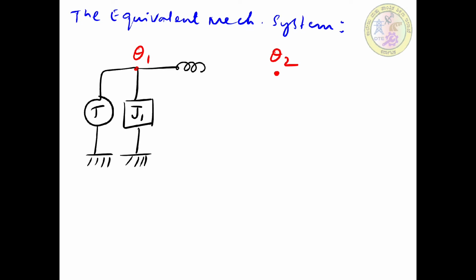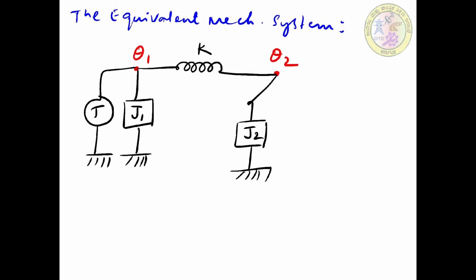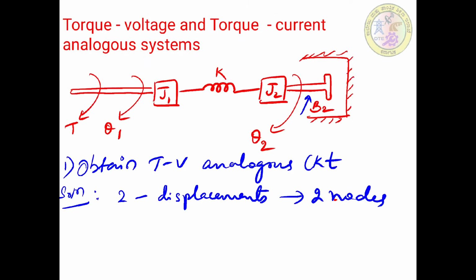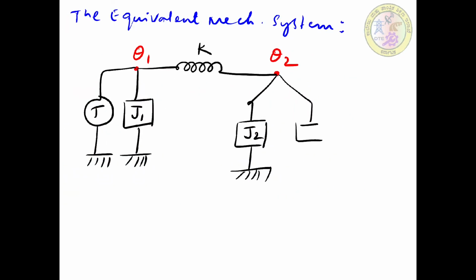Between theta 1 and theta 2, we have the spring K, and at theta 2 you can connect J2, as well as one more, that is friction. See that in the previous diagram we have B2 also, which will come under the influence of theta 2. So therefore, here B2 will be connected. Okay, so now this is the complete equivalent mechanical system. So the next step in the solution will be to write the equilibrium equations.